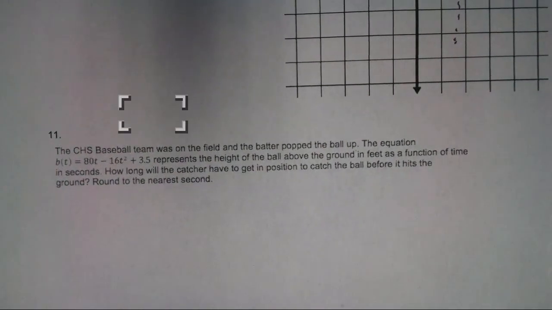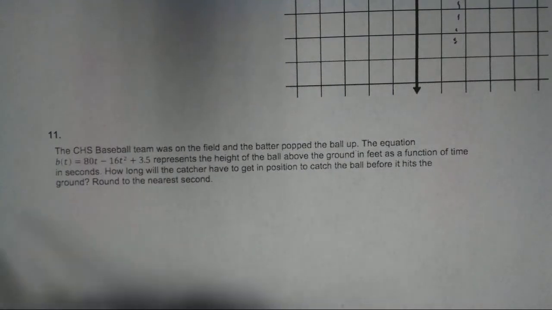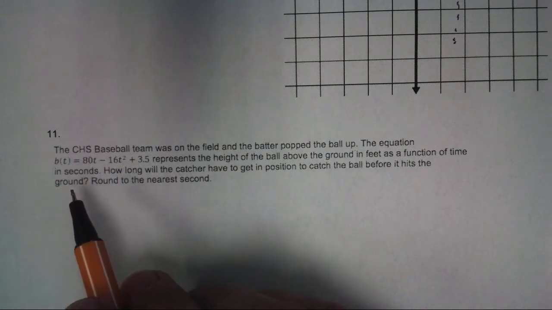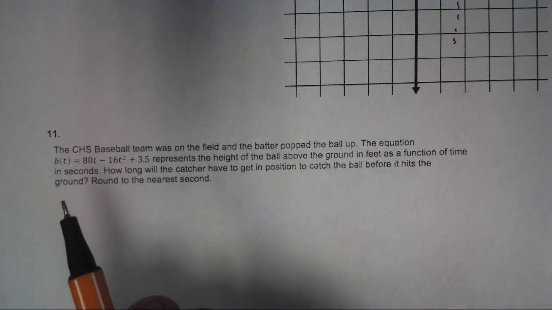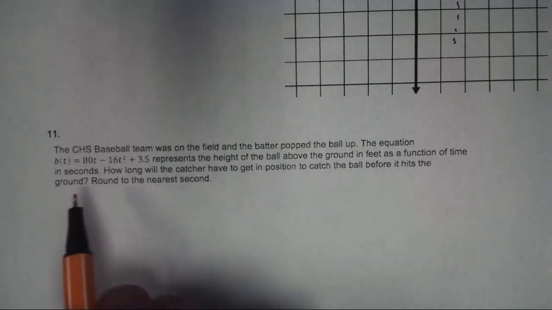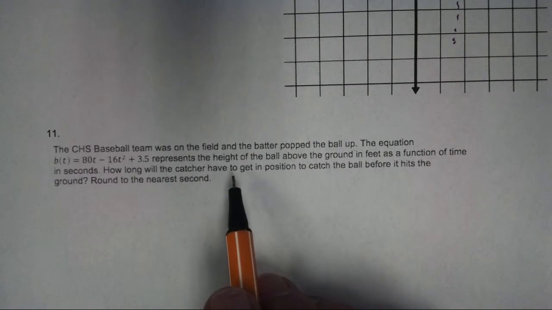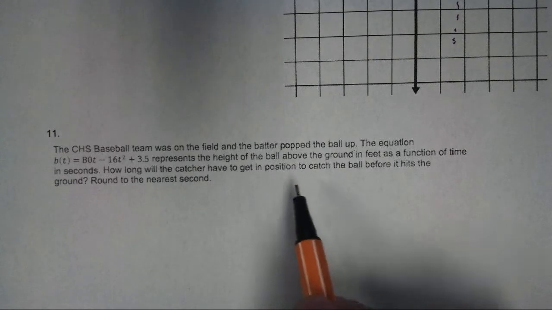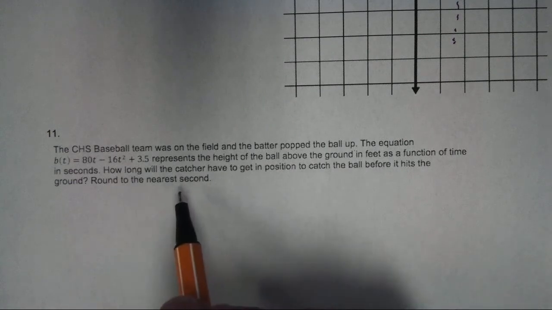All right, on to the next one, word problem. So you can read it. This represents the height of your ball above the ground in feet, as a function of time in seconds. It says, how long will the catcher have to get it in position to catch the ball before it hits the ground, round to the nearest second.